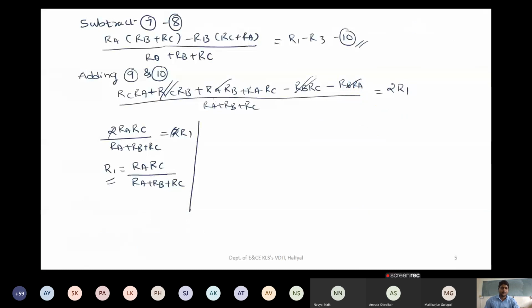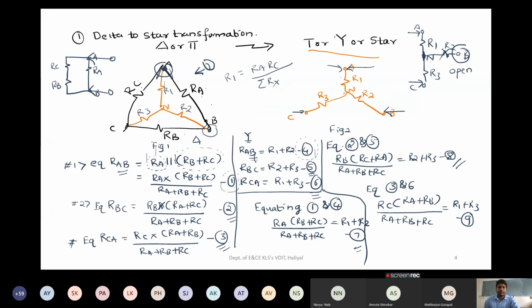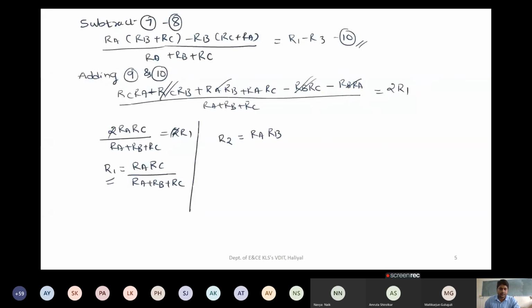So on the similar basis, we can write here R2 as RA multiplied by RB, divided by the summation RA plus RB plus RC. Then similarly, you can check out for R3. It will be RB into RC divided by RA plus RB plus RC.